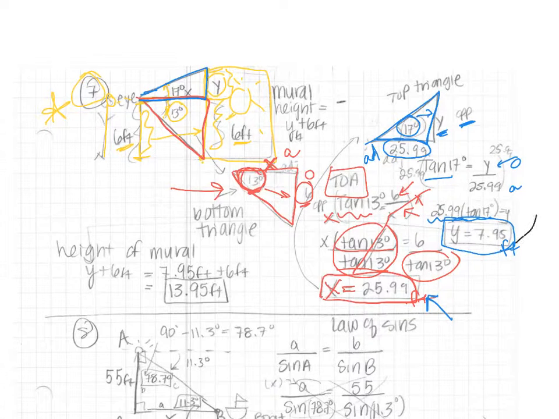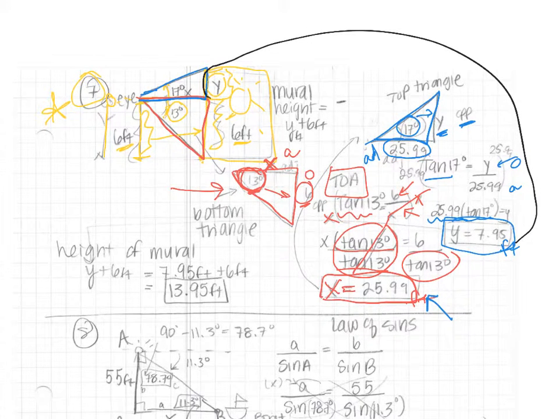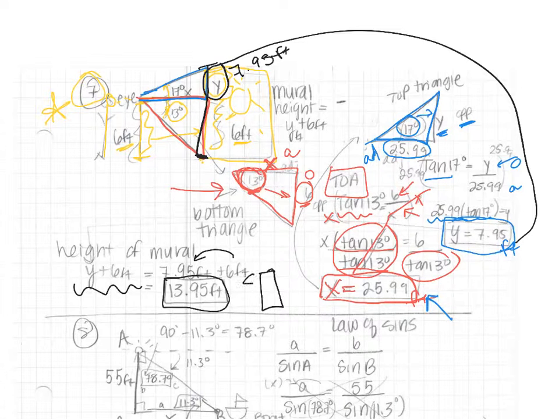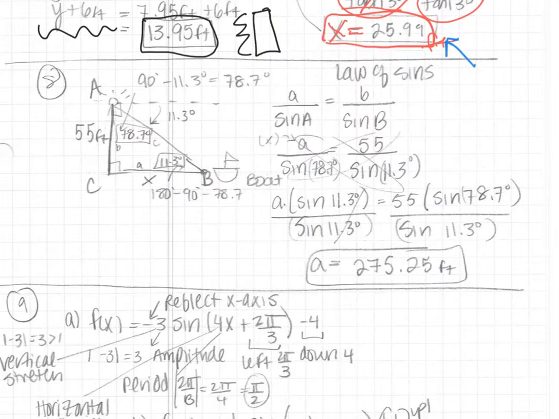So now if we know that this y value up here, this little chunk, is 7.95 feet, to find the height of the whole mural, we have to do y plus the original 6. So 6 plus the 7.95 gets us a total of 13.95 feet for the entire height of the mural. That's our answer.